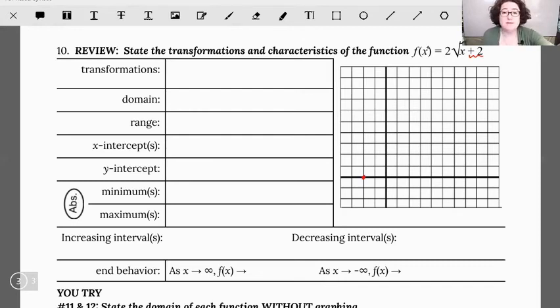So every y value is going to get stretched out twice as far from the x-axis as we would normally expect. So from the starting point, if I went over 1 space, my square root of 1 to plug into the function would be 1. But I'm not going to go up 1. I'm going to go up 1 times 2, aka 2.